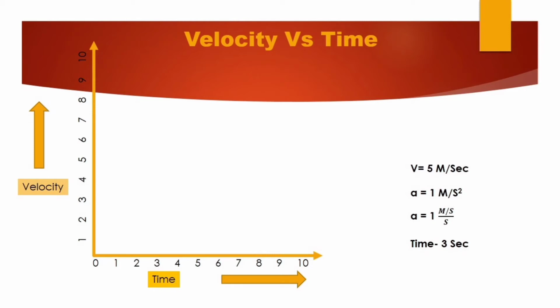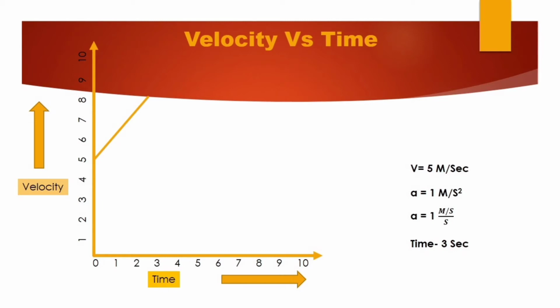Let's say a car is moving with velocity of 5 meters per second and there is acceleration of 1 meter per second square. Time duration is 3 seconds. Let's plot the graph of velocity against the time duration. Velocity on the y-axis and time on the x-axis. Initially the velocity is 5 meters per second. So let's start with the marking of 5 on the y-axis. As the acceleration is 1 meter per second square.